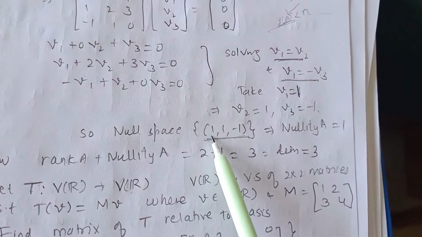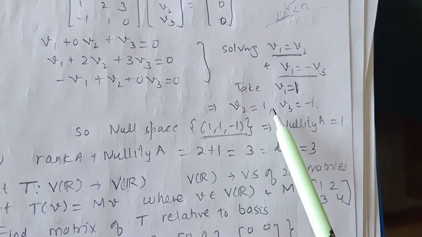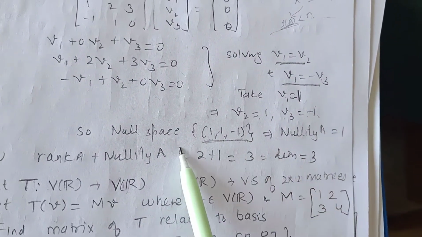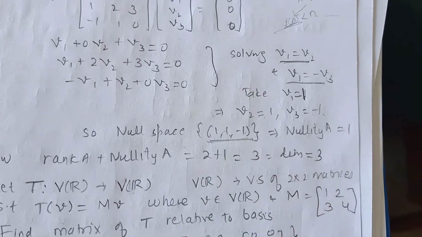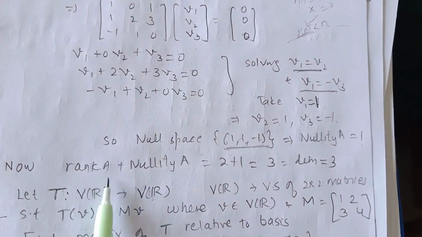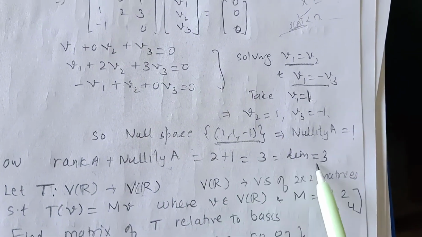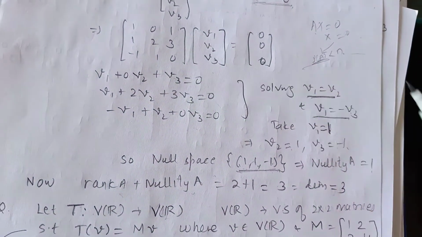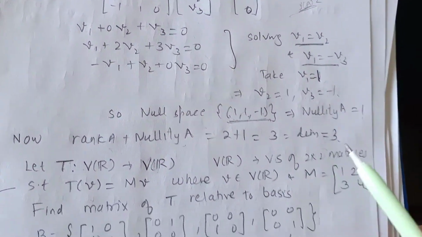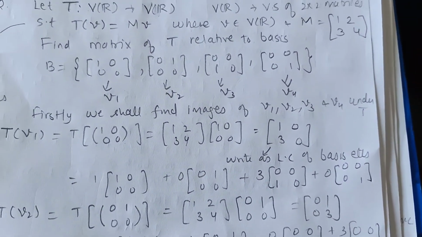So the corresponding vector now has v1 is 1, v2 is 1 and v3 is minus 1. So this is the null space, and how many vectors are there? It is only one vector, so nullity is 1. And the rank nullity theorem is verified. Rank was 2, nullity is 1, and dimension, this is a 3 cross 3 matrix, so dimension is 3, so it has been verified. So we have a very similar question.